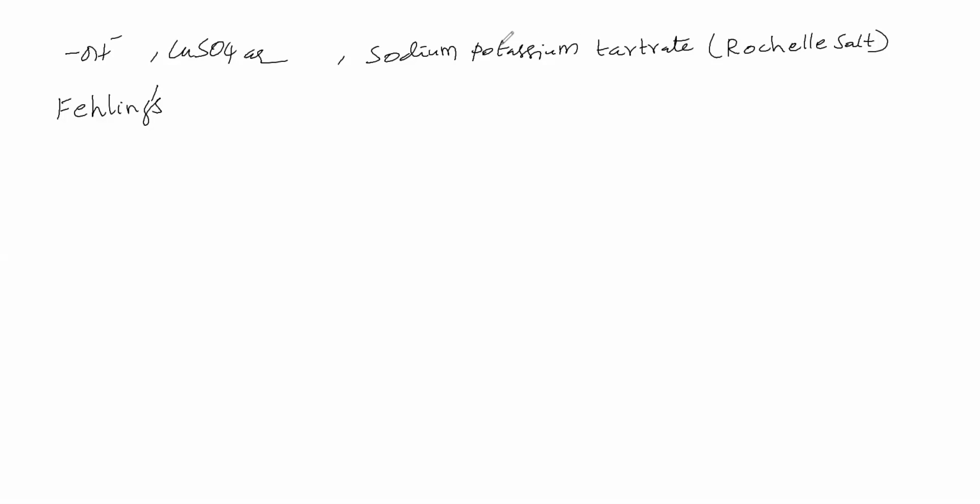Sodium potassium tartrate is a complex salt. It is made from tartaric acid. This is the tartaric acid formula. Now, what is sodium potassium tartrate? Instead of these hydrogen atoms, Na plus and K plus are replaced. That is called sodium potassium tartrate.